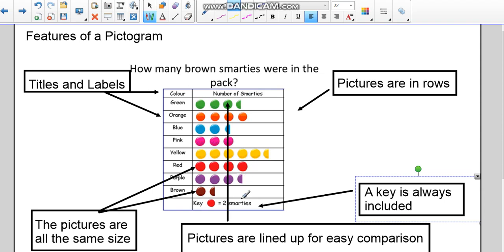Okay, so that's pictograms. So it'd be a good idea, you don't need to draw the pictogram, but just maybe make a note of some of the features that we must have in our pictogram to draw it correctly.